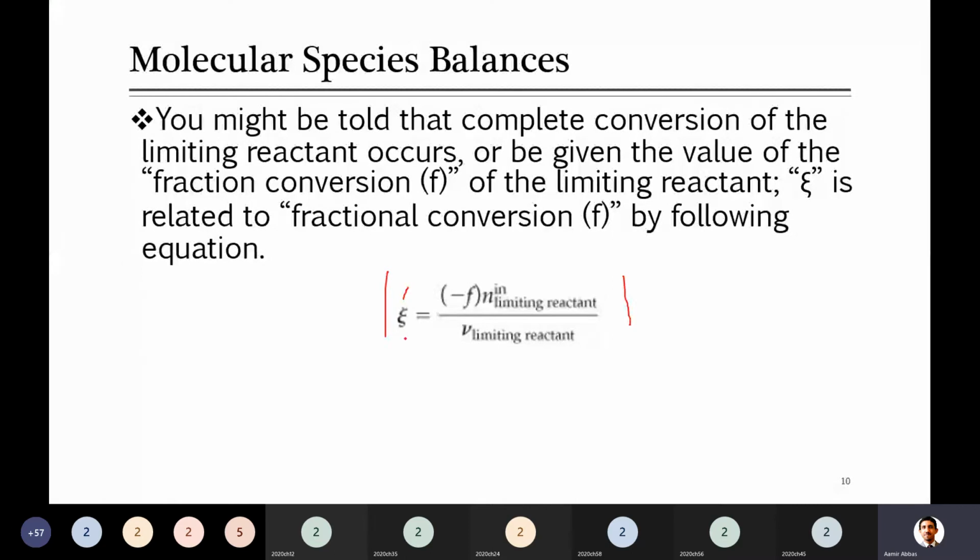The extent of any reaction is equal to the fractional conversion multiplied by the number of moles of limiting reactant entering the system, divided by V. What is V? Stoichiometric coefficient of that limiting reactant in the system. You can use it somewhere. For example, in some questions they provide the fraction, and we know the number of moles and the equation, so we can find the extent of that reaction. Or sometimes the extent is given, and you can find the fractional conversion or the number of moles entering the system. So just remember this.